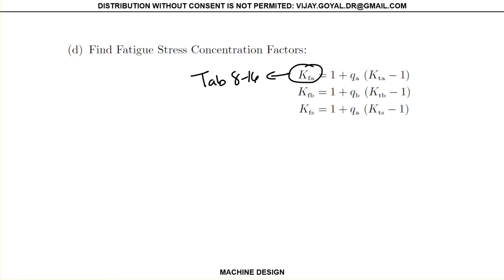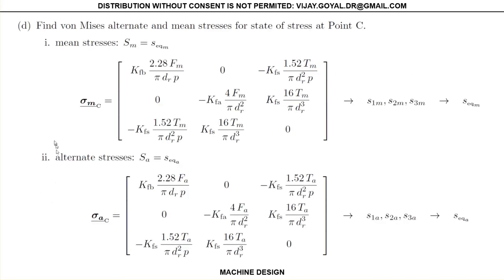Then once we have our factors, you're going to go and find your von Mises for alternating and mean stresses at point C. That's a critical point. For your mean stresses, you come here and you can see that I multiply. This is your bending. This is your torsion. These are all torsion, corresponding to your torsion values. Shear due to torsion. This is what corresponds to your axial, FA, KFA. So this is not a mistake. This is intended to be like that.